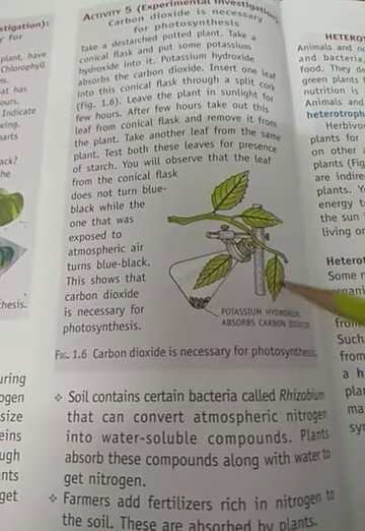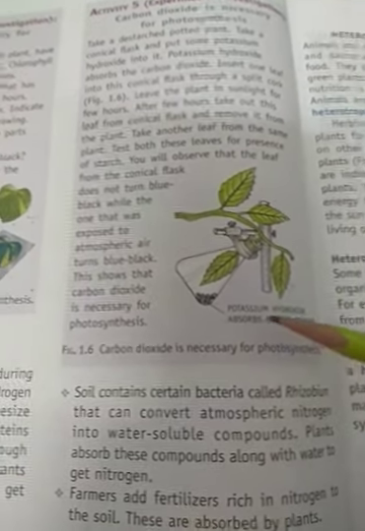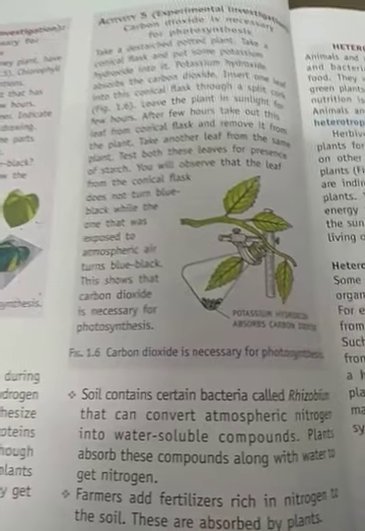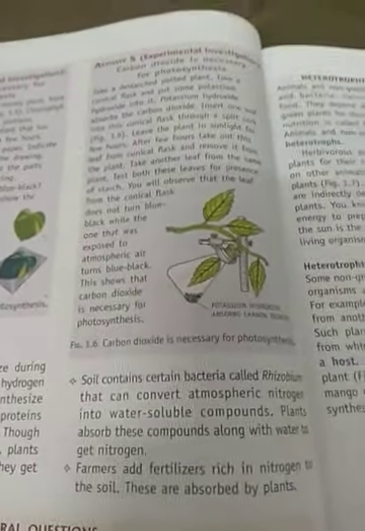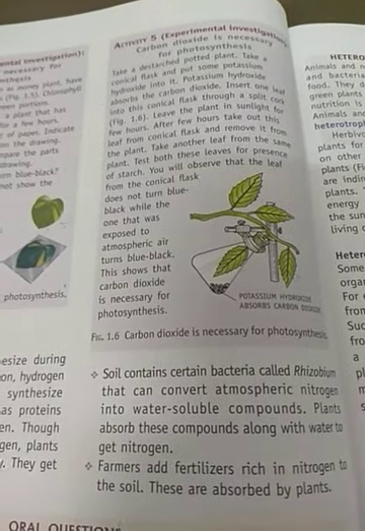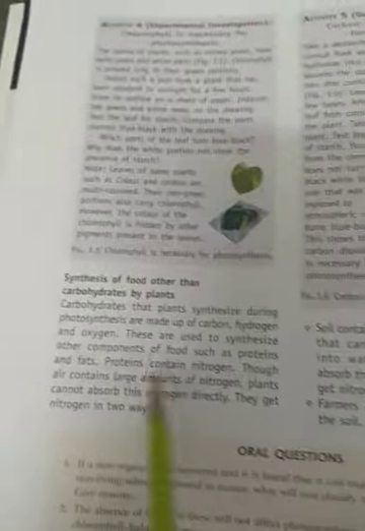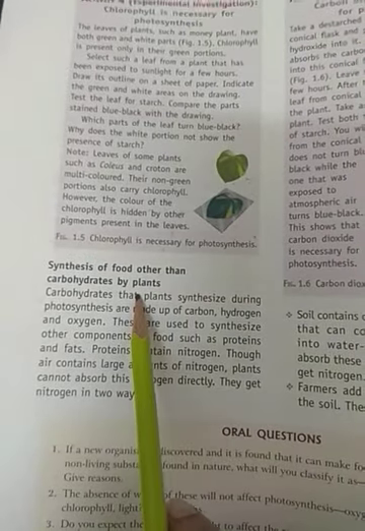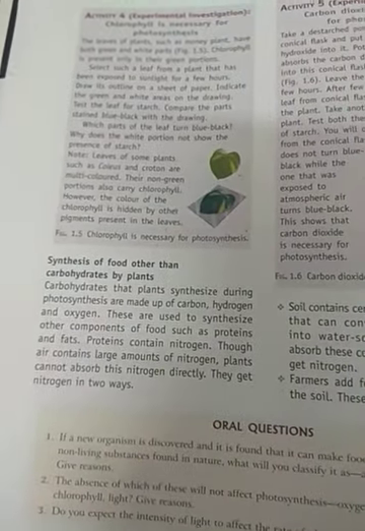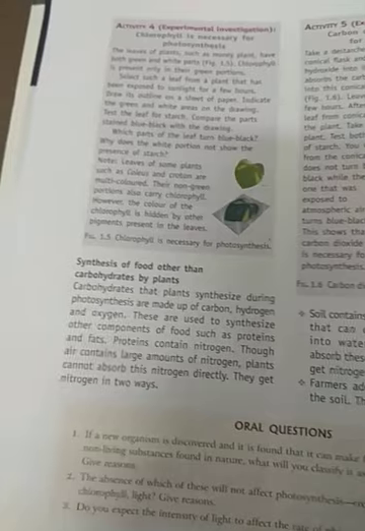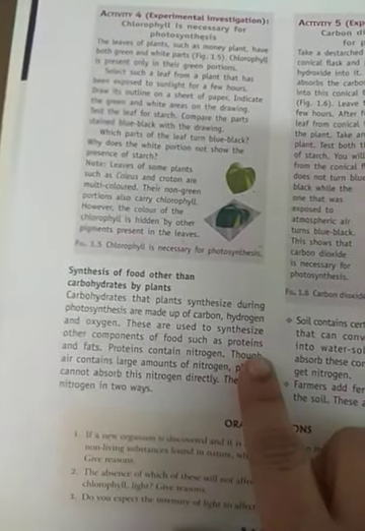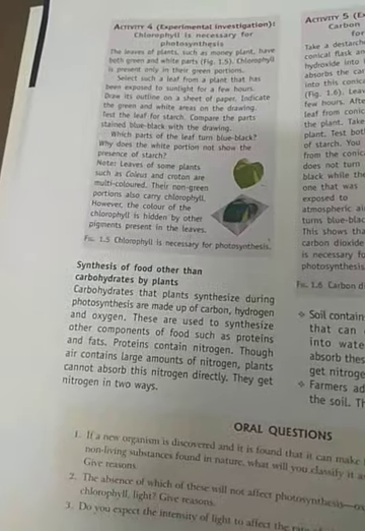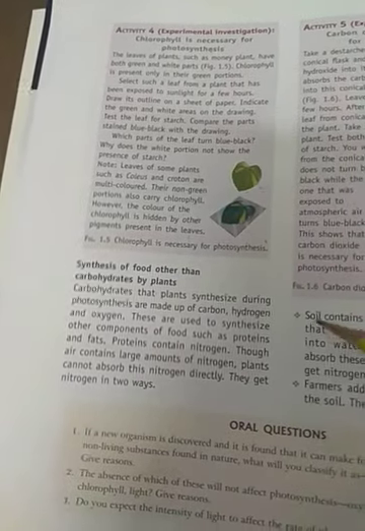So from here we can conclude that all the 4 conditions, carbon dioxide, chlorophyll, sunlight and water, are necessary for photosynthesis to take place. Now the next topic is synthesis of food other than carbohydrates. Till here we have already learned that carbohydrates are being synthesized in the form of glucose, starch, etc. But plants synthesize proteins also, they synthesize fats also. So how? Now we are going to learn this.